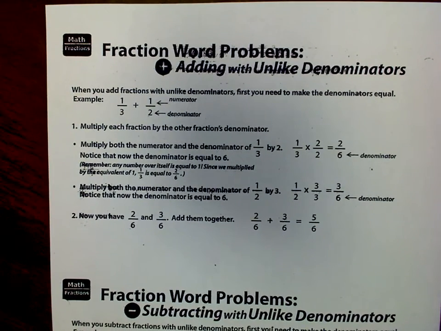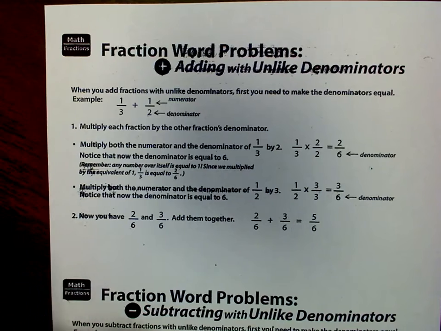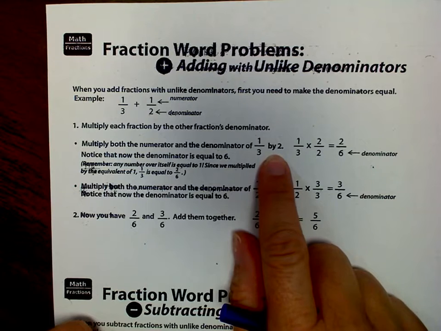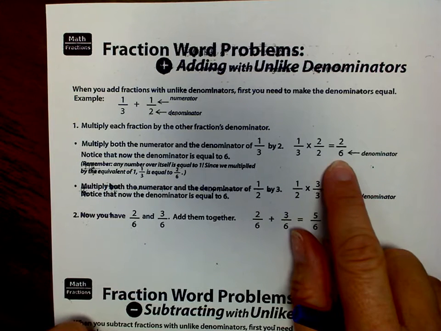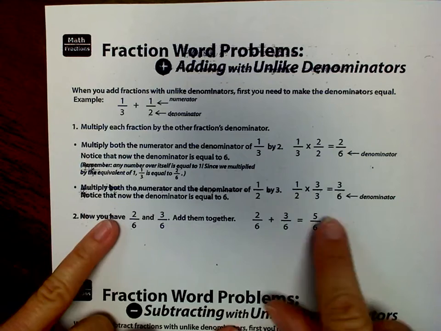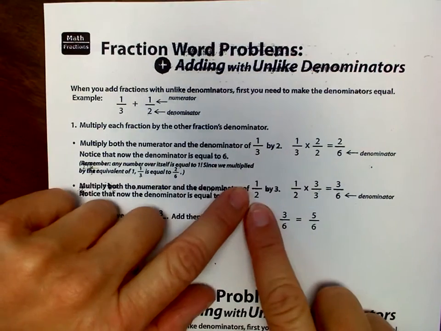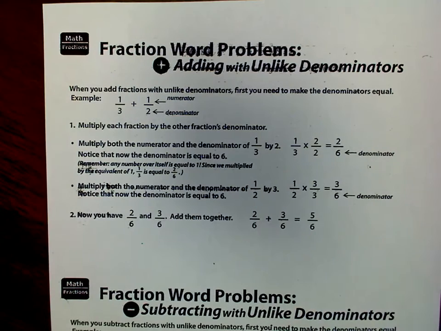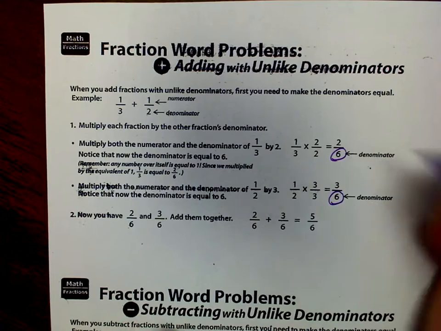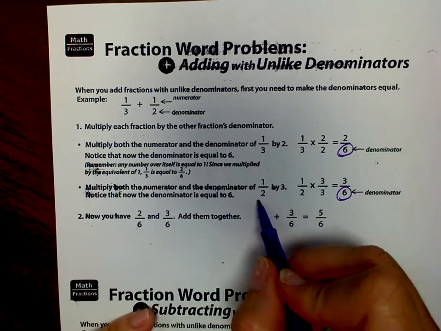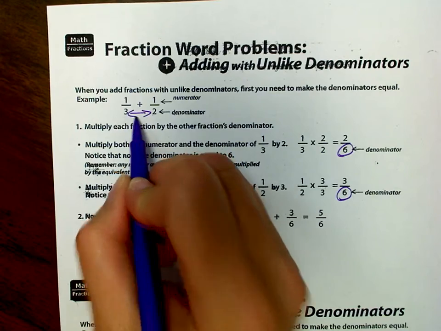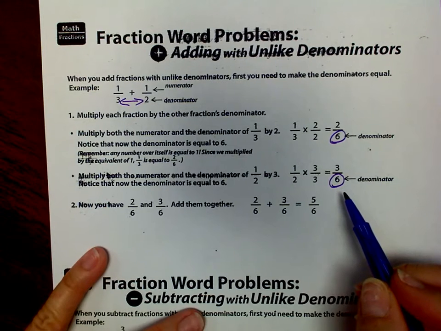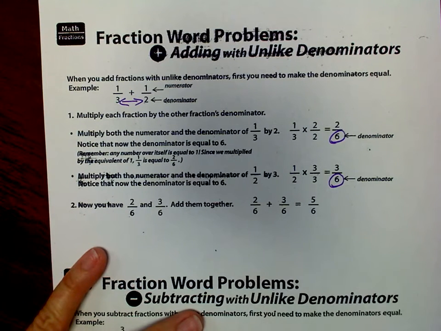But the quickest way, when the numbers are small, is to just multiply the denominators. So if I multiply 3 by 2, I'm going to get 6. So when I take the 1/2 and I multiply it by 3, again I'm going to get 3/6. My denominators will now be the same. And I simply multiplied these two numbers together, the denominators. Once you find it, then all you have to do is add them together.